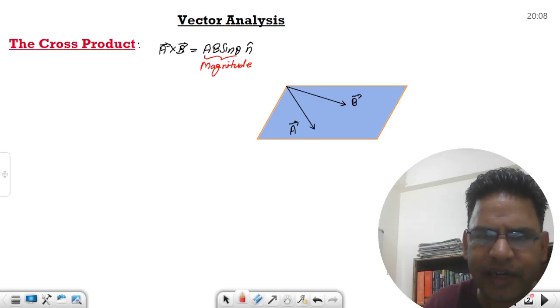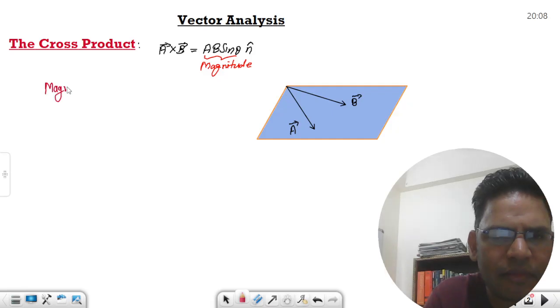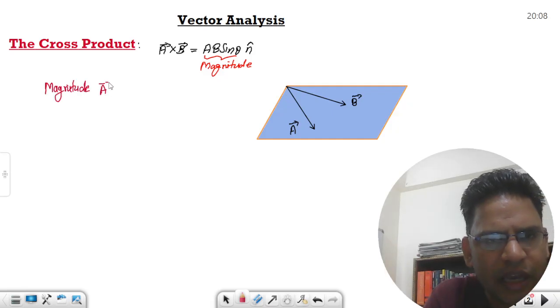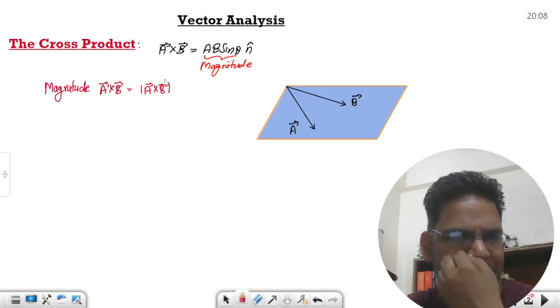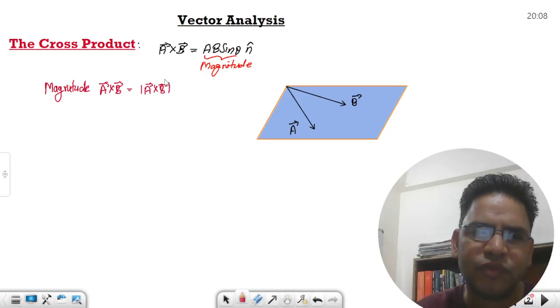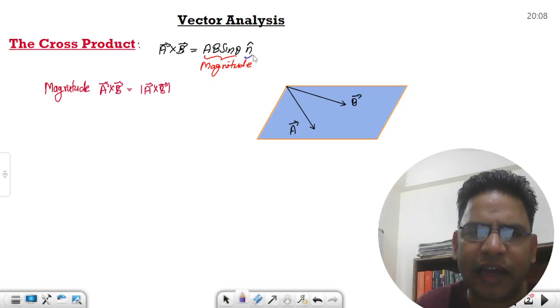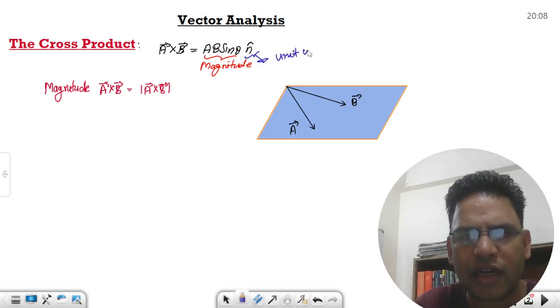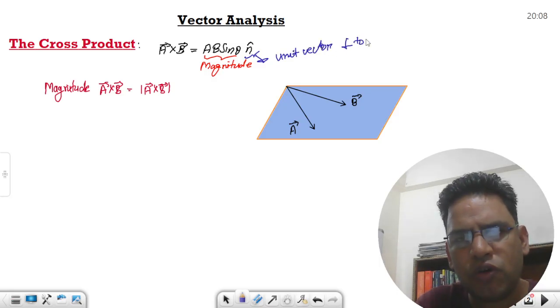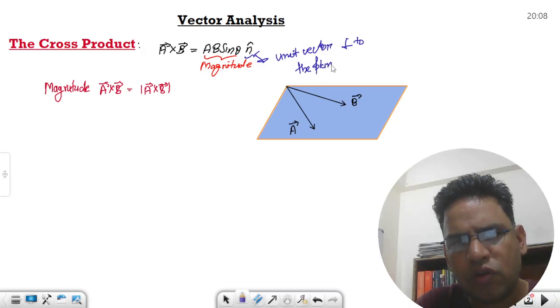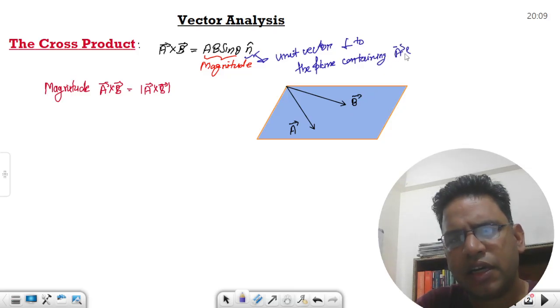Otherwise you can easily write the magnitude of a cross b as simply mod of a cross b, right? These brackets give you the magnitude of a cross b, because n cap is the unit vector. Now, what is n cap? N cap is a unit vector which is perpendicular to the plane containing a and b vectors, containing vector a and vector b, right?